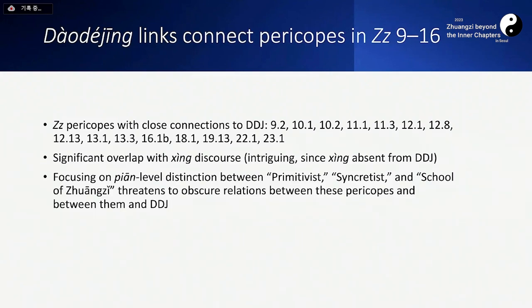So again, I want to suggest that focusing on a Piān level, a book level distinction between the Heaven Piān and the supposedly primitivist ones, and the ones that Liu and Graham labeled transmitters or school of Zhuāngzǐ, is going to tend to obscure the close relations between the Piān that are in that particular list that I've got on the screen right now.